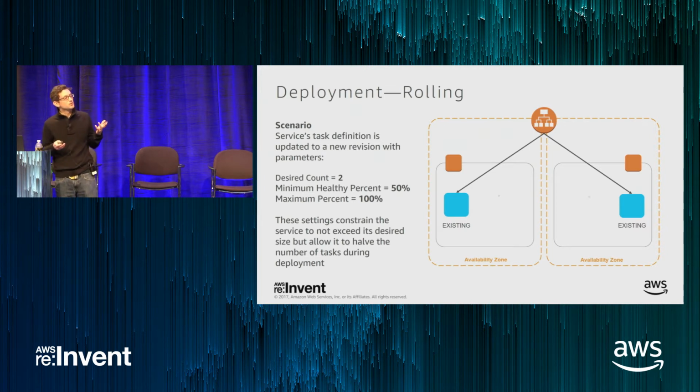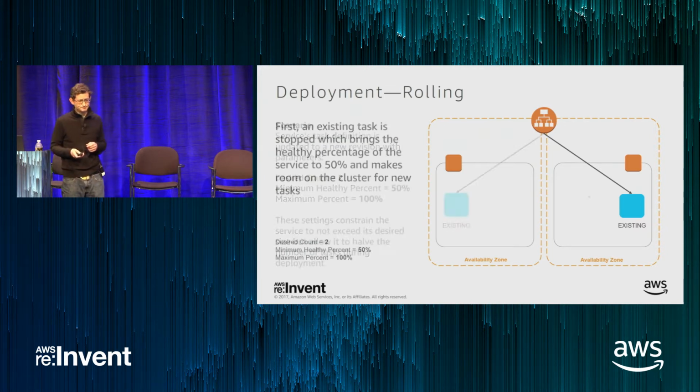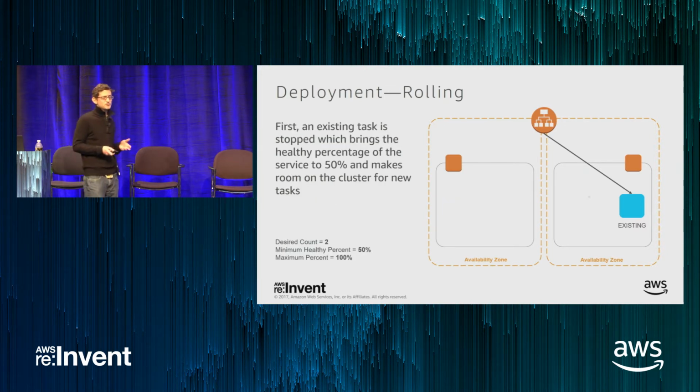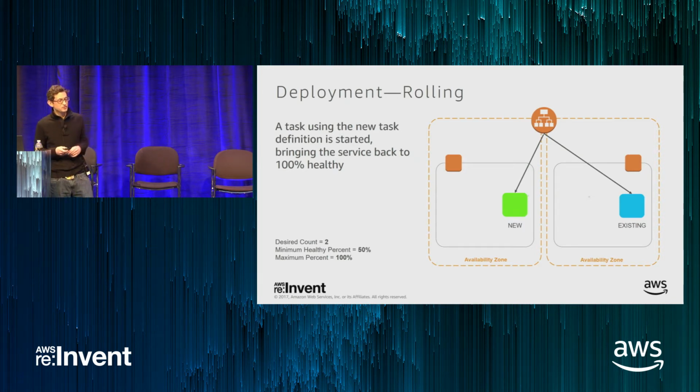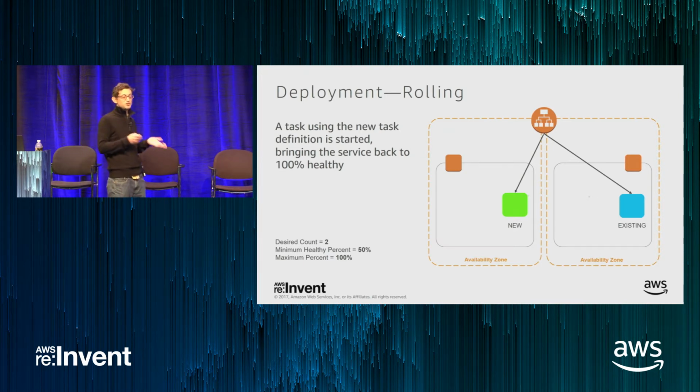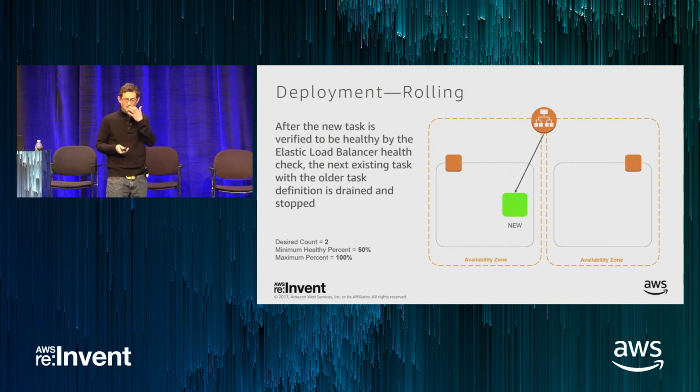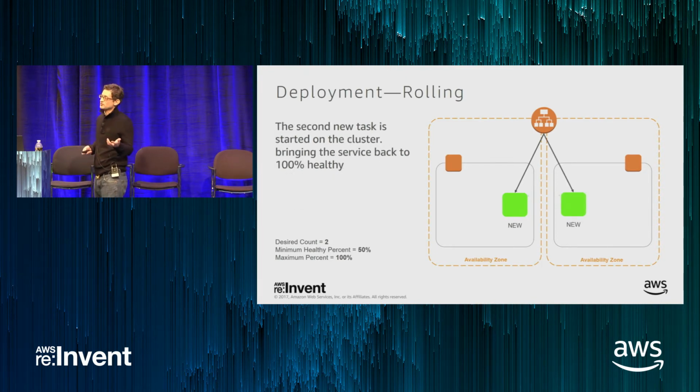We'll talk about how you can do blue-green deployments here momentarily. So once the connections to the old tasks are drained, the new version of the task is deployed, and it registers itself with the load balancer, bringing the service back to 100% healthy. Once the new task is in a healthy state, the remaining old task is then terminated and replaced with a new version of the task.